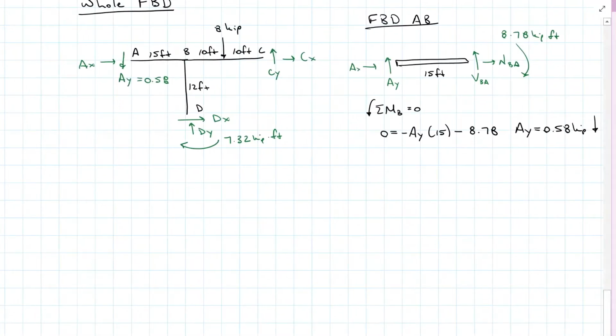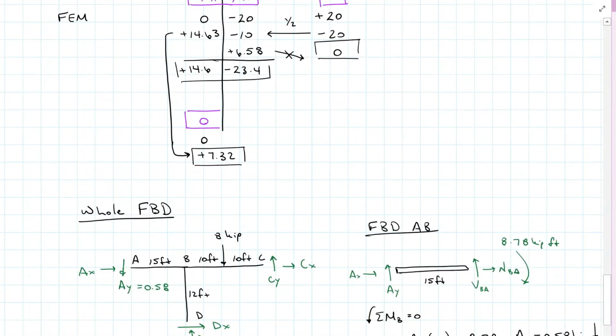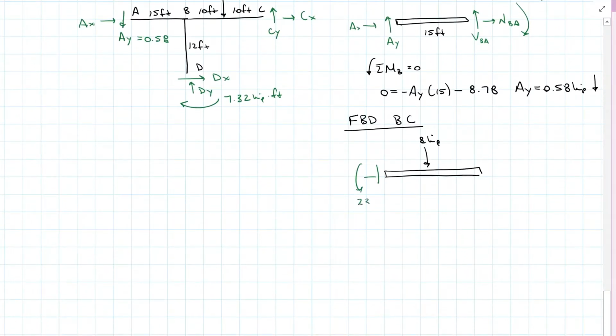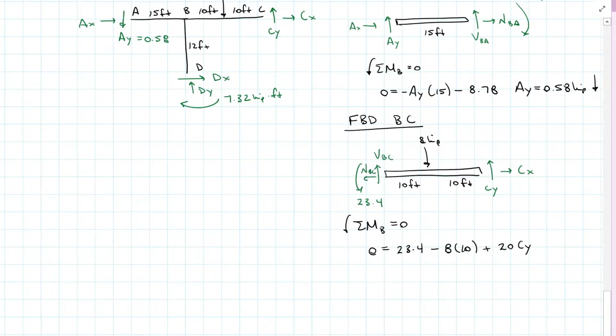So let's do the same thing. Free body diagram from B to C. So here's our little chunk here. This time we have our load, 8 kilopounds. So this is the only member that has a load. 1, 2, 3, and our moment on the B side of BC is negative 23.4. So negative means counterclockwise, 23.4. And then we have CY and CX, 10 feet, 10 feet. So again, summing moments about B, we can solve for CY, which is 2.83 kilopounds, and I do get a positive answer this time, which means it is acting up.